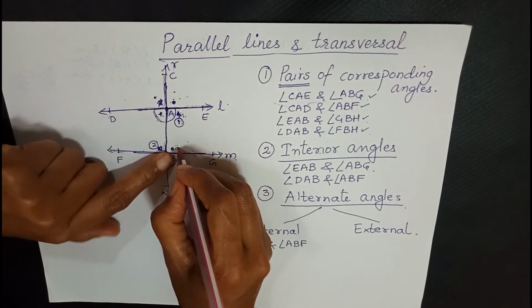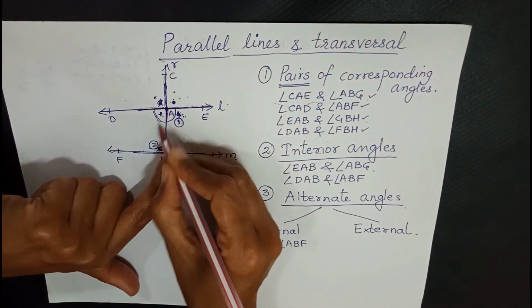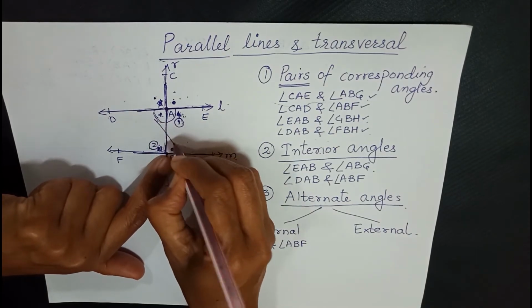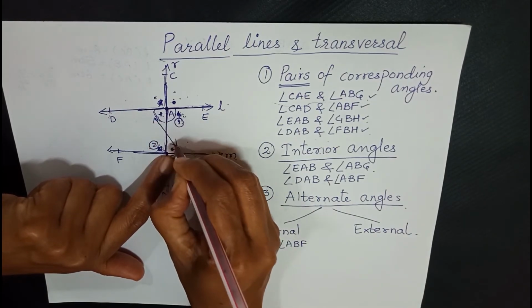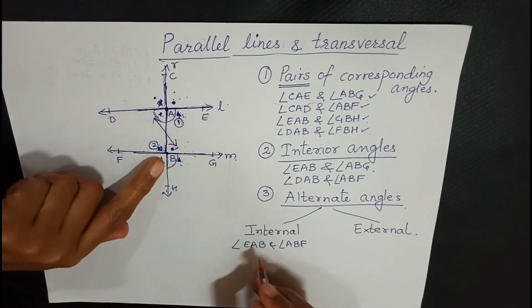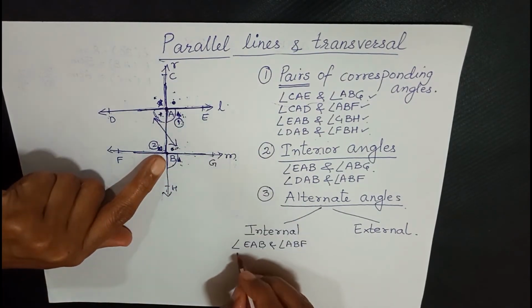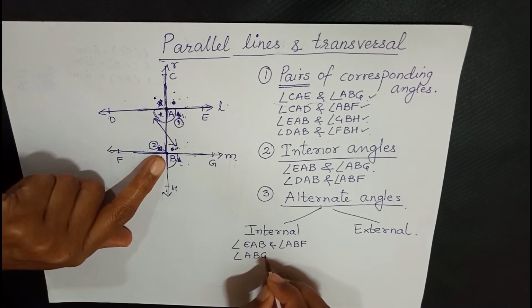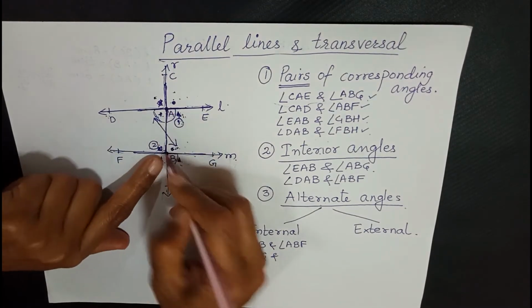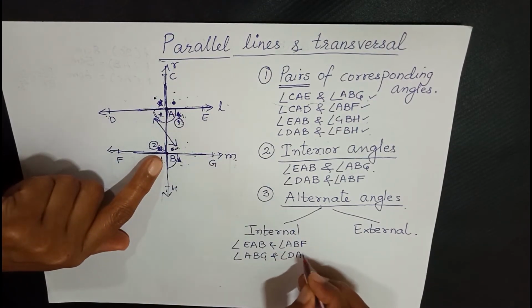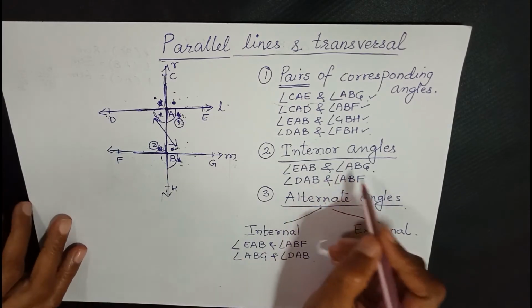Similarly, if I start from here, I leave this angle and I come here. So you can see this forms another pair of alternate interior angles. So angle ABG and angle DAB. So now, hope you understood.